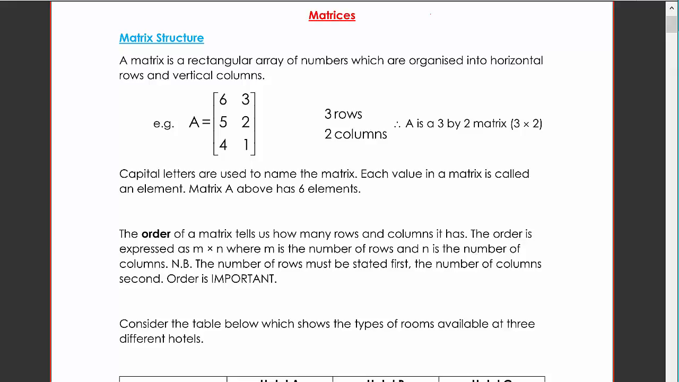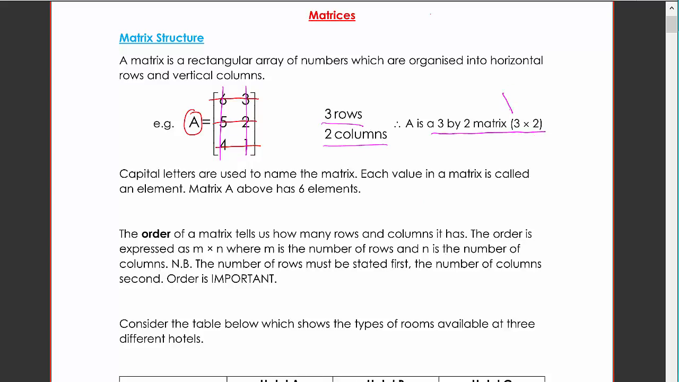Okay, so we're going to look at matrices, and to start with we will look at matrix structure. A matrix is a rectangular array of numbers which are organized into horizontal rows and vertical columns, and we can see that here. We normally denote a matrix with a capital letter. So this is the matrix A, and we can see that it has 3 rows and it has 2 columns. So 3 rows and 2 columns means we call it a 3 by 2 matrix.